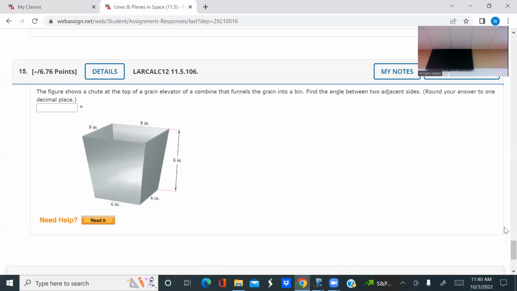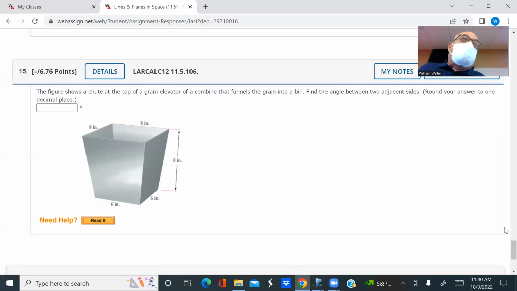But because the top is bigger than the bottom, that changes things a little bit geometrically. It's still hard to imagine, since your intuition is strongly telling you the angle between the sides is 90 degrees. But we're going to calculate it exactly, and see that it doesn't turn out to be exactly 90 degrees, because of the shape of the chute.